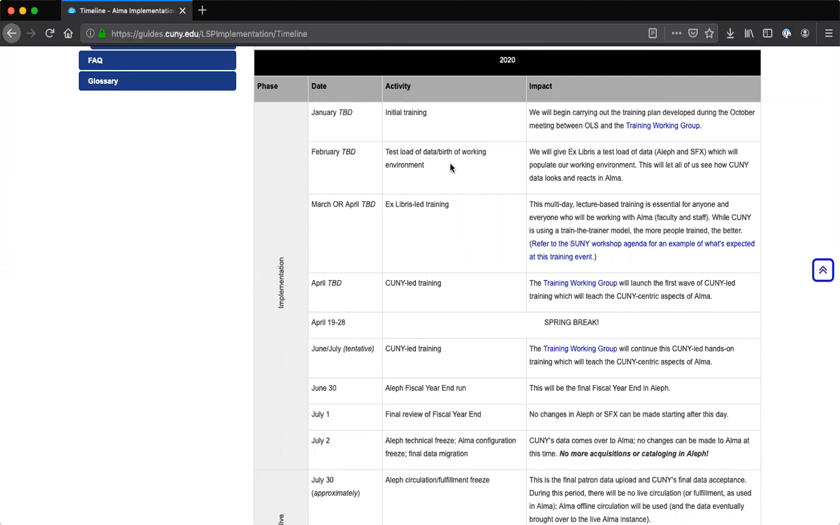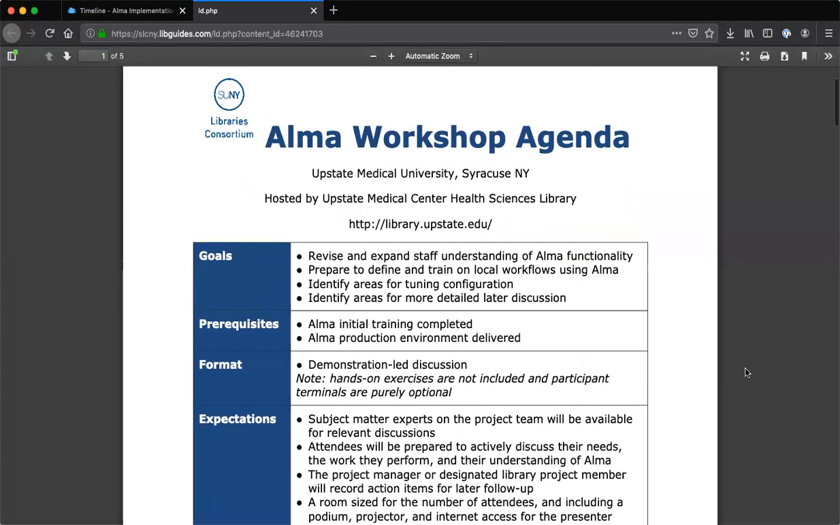Then a month after this, because it will take a month for Ex Libris to convert the data, we will have training led by Ex Libris. This will be a multi-day lecture-based training event, and it is essential for anyone and everyone who will be working with Alma, faculty and staff. And while CUNY is using a train-the-trainer model, the more people trained, the better. And in the timeline, we've also linked to the SUNY workshop agenda, which you can take a look at here.